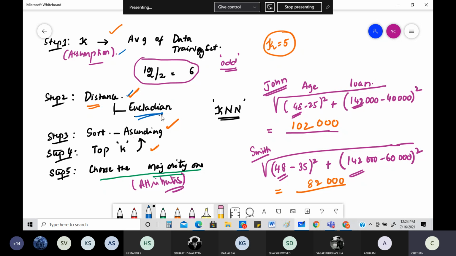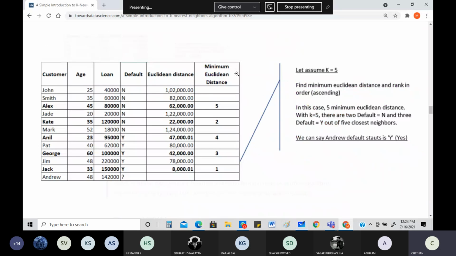But from a larger perspective, why Euclidean, why not Manhattan? And why only 3, why only 5? Let's go for 7. If you go for 7, does the data change, does the value of becoming a defaulter become non-defaulter? If I take 7, if I take 9, what is going to happen? You can always do that.